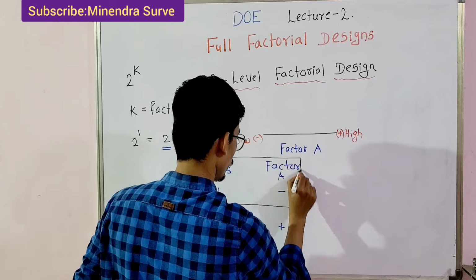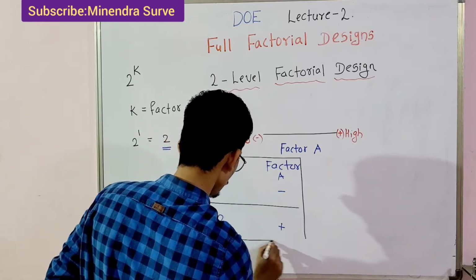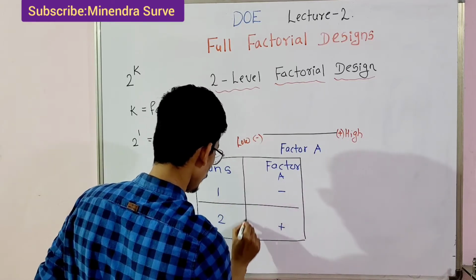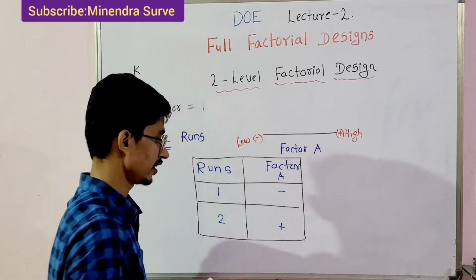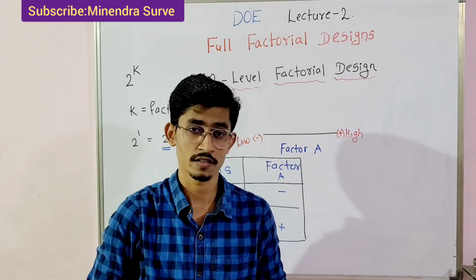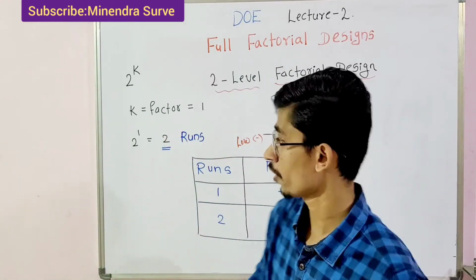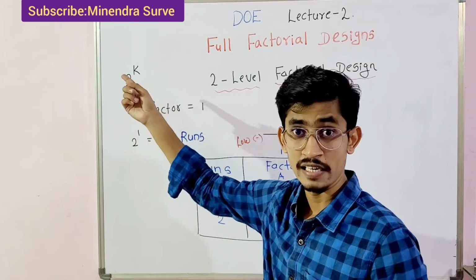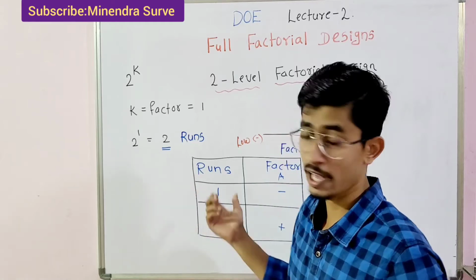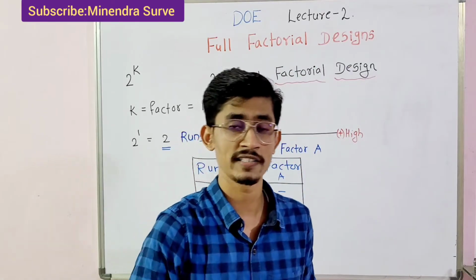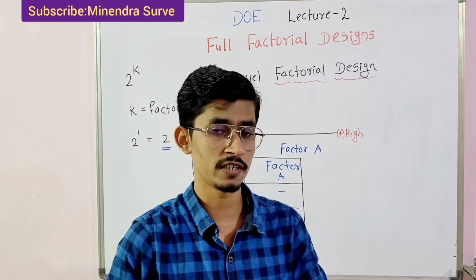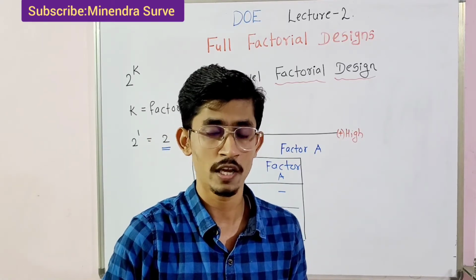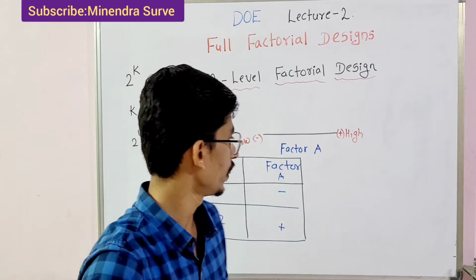For factor 1 you will get 2 runs, that is nothing but one run is indicating low level and the second run is indicating high level. Similarly, we can go for the 2 raised to 2 design. Here we'll check what will happen in the 2 raised to 2 design. At that time k is equal to 2. What is the meaning of k equal to 2? You will ultimately get two factors, factor A and factor B. So we'll look out here.